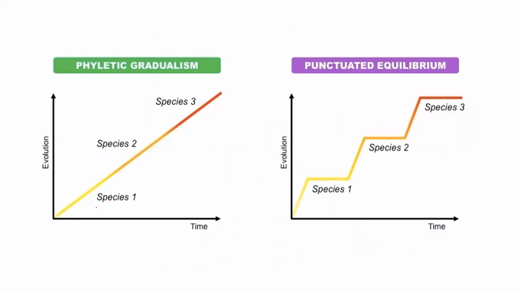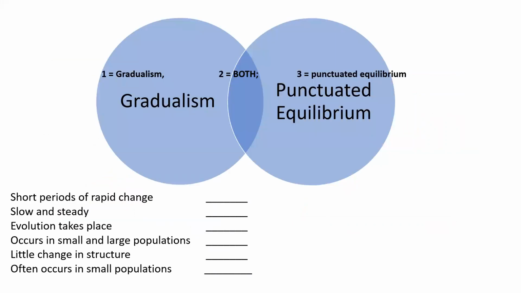Another way of showing this: gradualism, boom, stasis, boom, stasis, horizontal. The vertical is rapid change, punctuated equilibrium. Okay, let's do it again. Short periods of rapid change, steady and slow and steady state. Is it gradualism, punctuated equilibrium, or both?